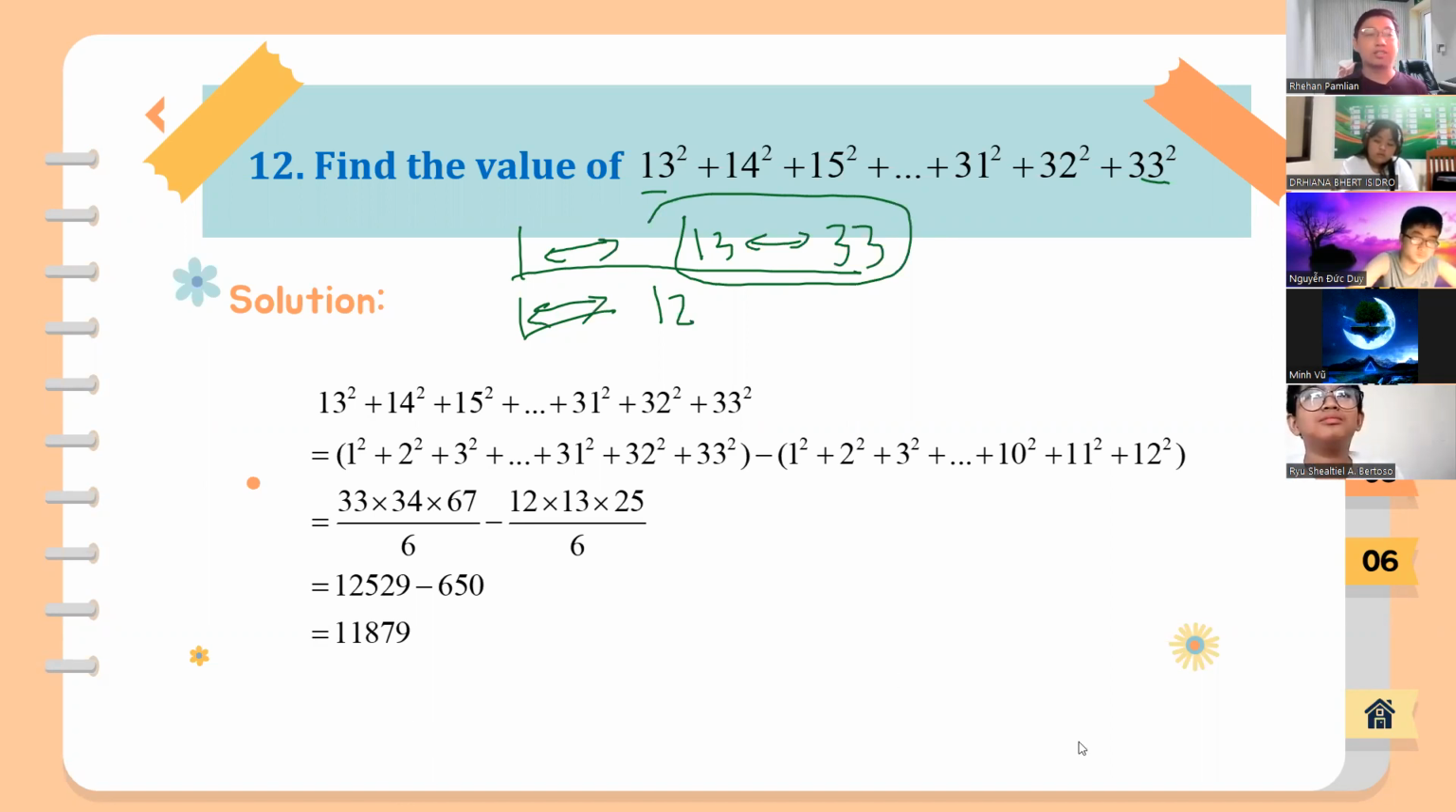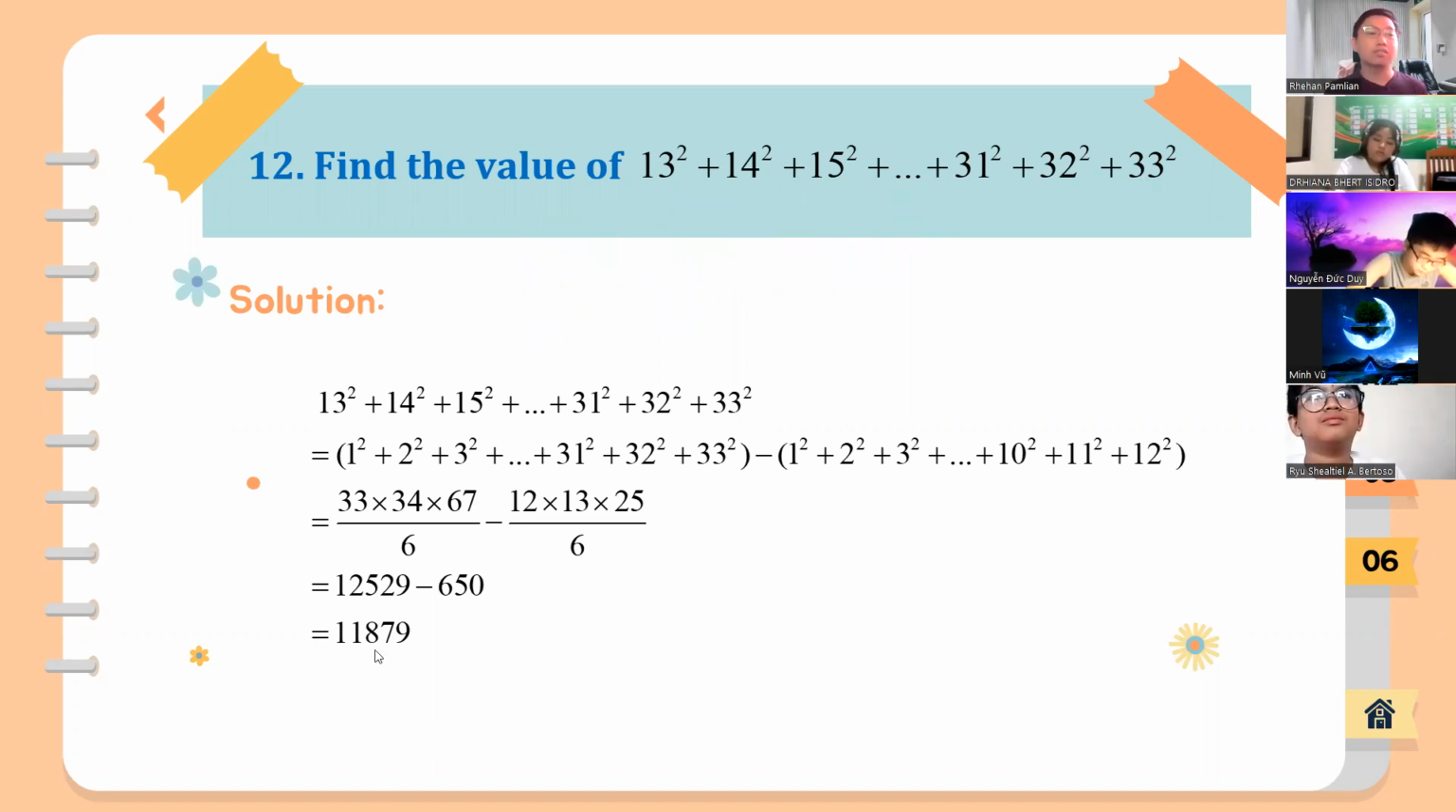So did you guys understand the problem? We arrived with the answer 11,879. That's because the sum of squares for the first one is 12,529, and then subtract 650, you'll get 11,879. Did you guys understand that?